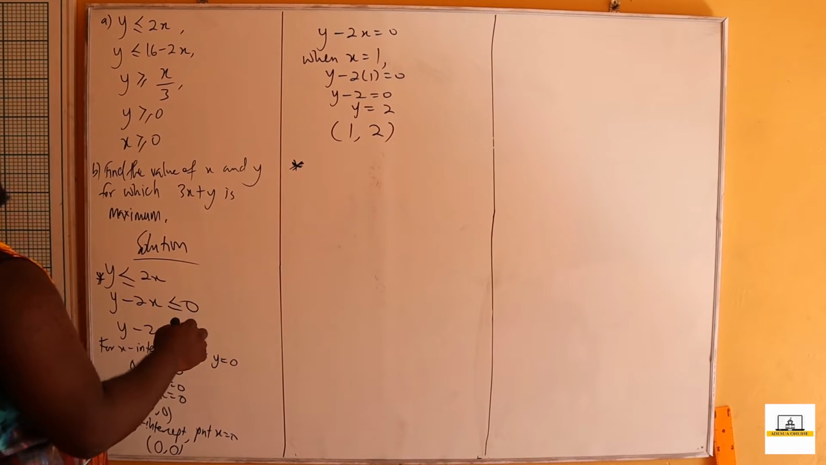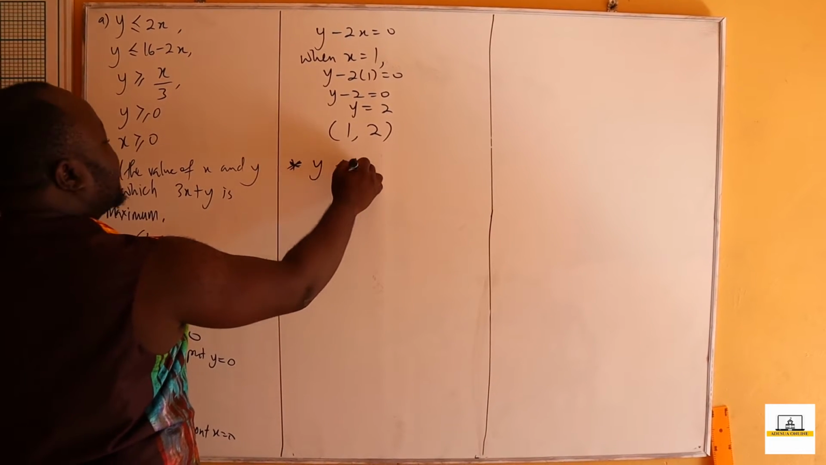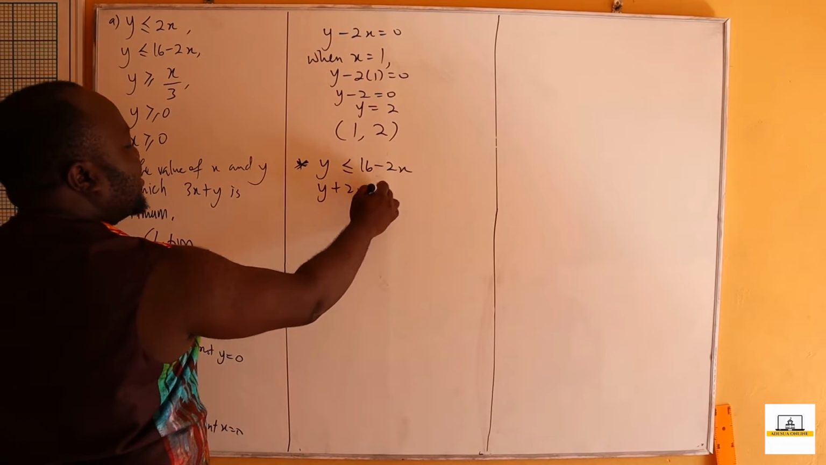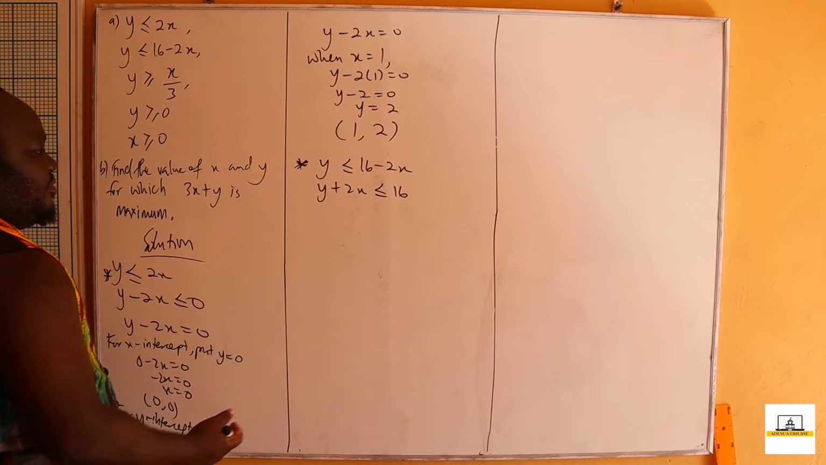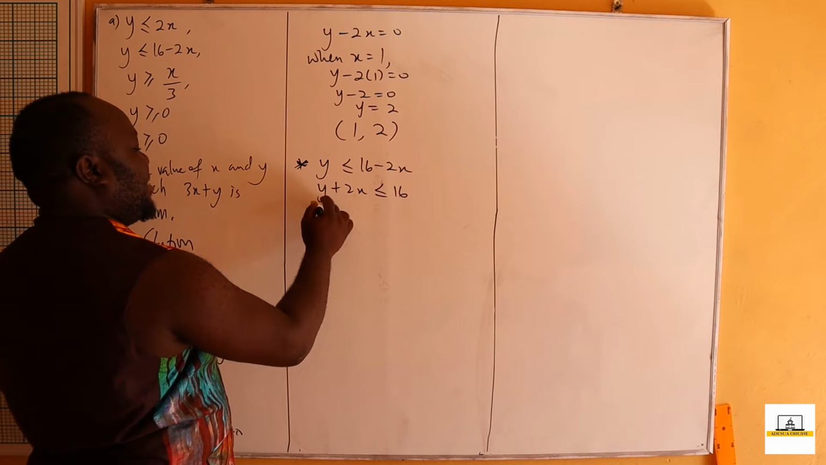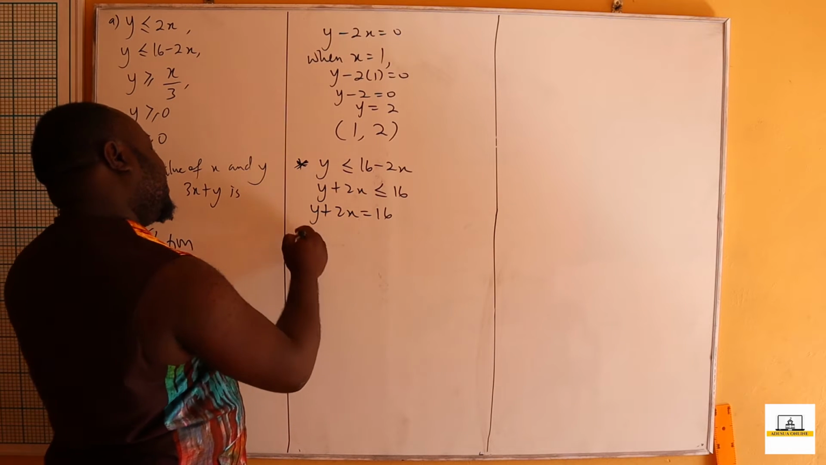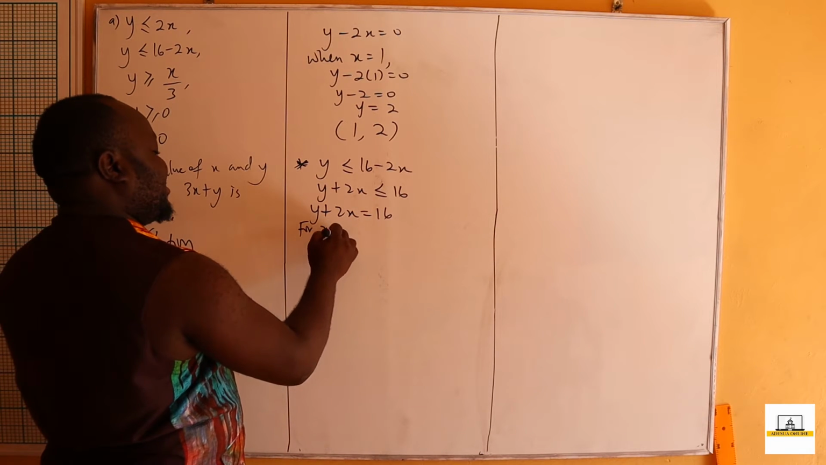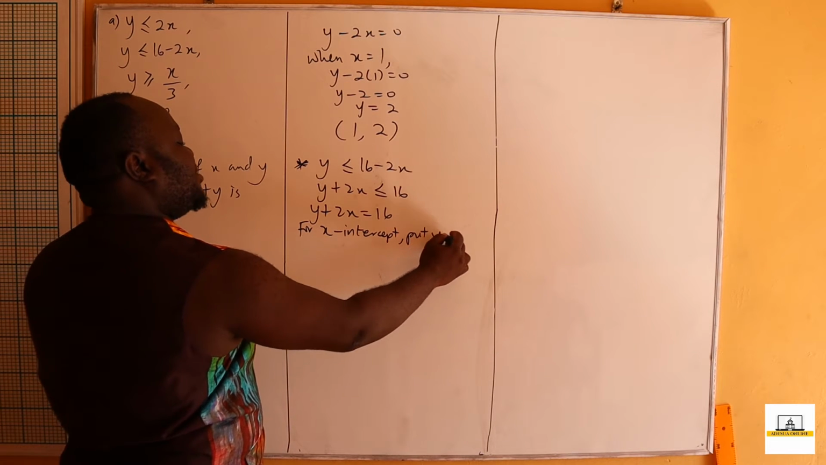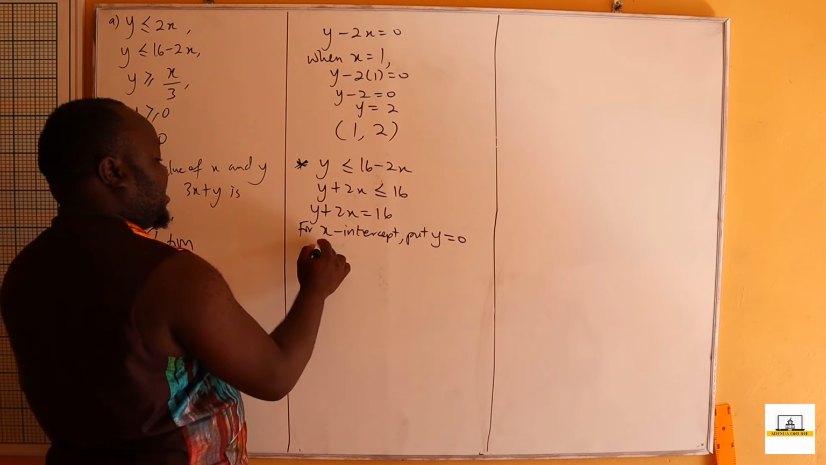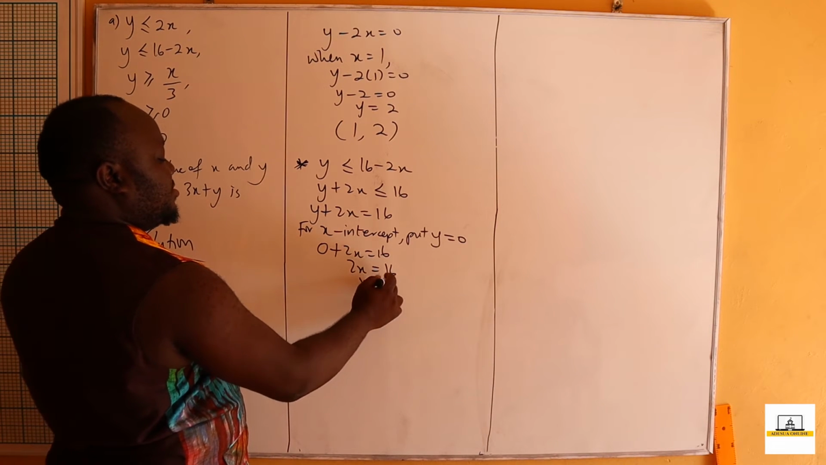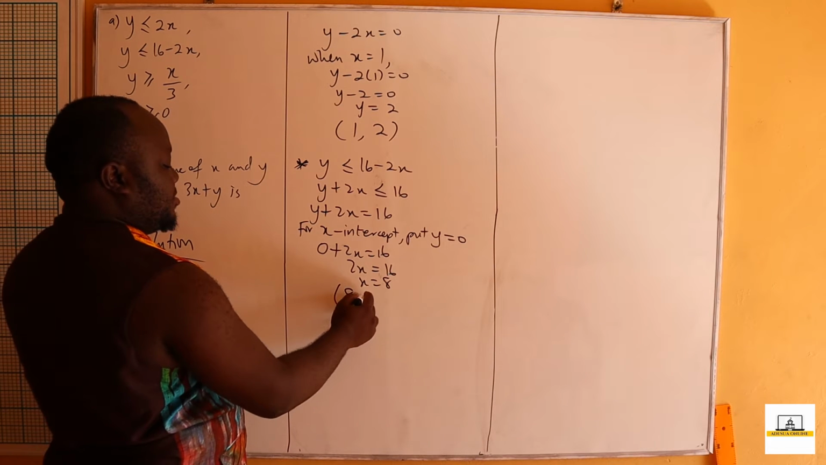Then we move to the second one, which is y is less than or equal to 16 minus 2x. I can rewrite this as y plus 2x is less than or equal to 16. For us to find our x and y intercepts, I'm going to change this to equal to. So this becomes y plus 2x is equal to 16. We find the x-intercept. For x-intercept, put y equal to 0. When y is 0, we shall have 0 plus 2x is equal to 16, 2x is equal to 16, x is equal to 8. So I have x is 8, y is 0.